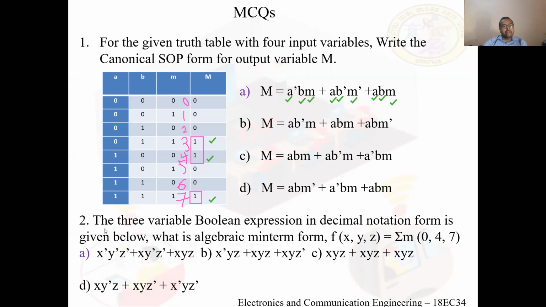We'll go to the second one. The 3 variable Boolean expression in decimal notation form is given below. What is the algebraic minterm form? What is the equation we have? F of X, Y, Z is equal to summation m of 0, 4, 7. The 3 variable Boolean expression in decimal notation form is given. Now you need to write it in its algebraic form. How do you write it now for this one? It is 0, 4, and 7.